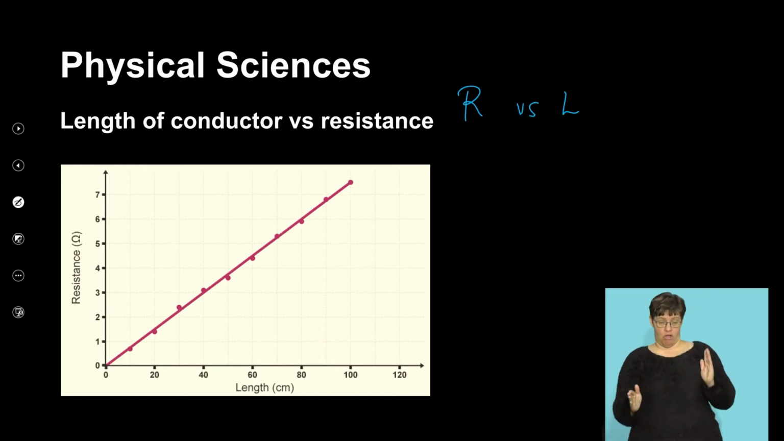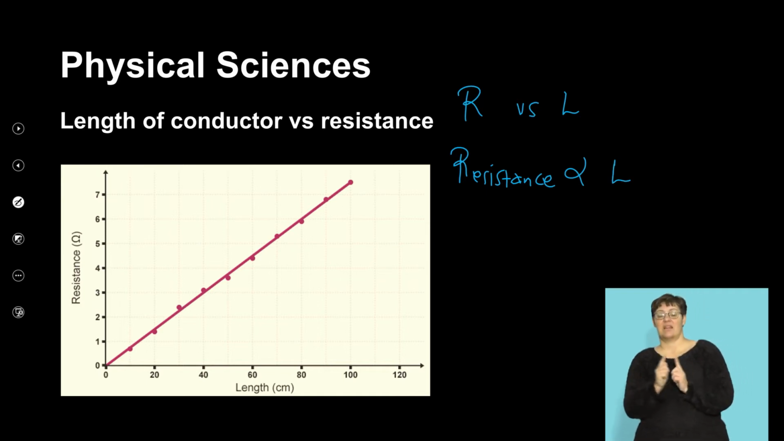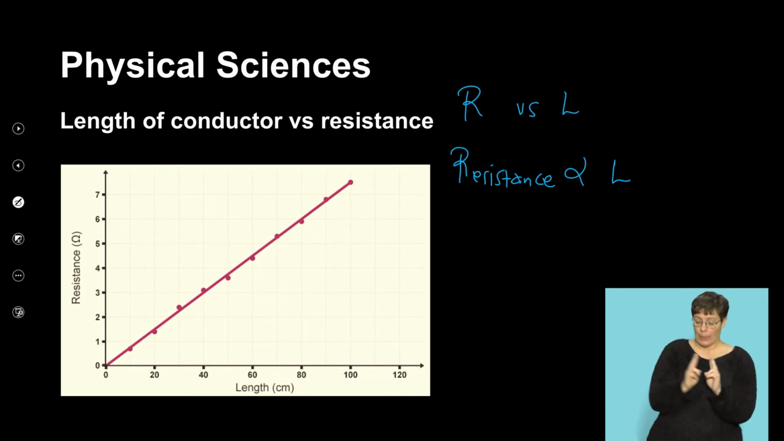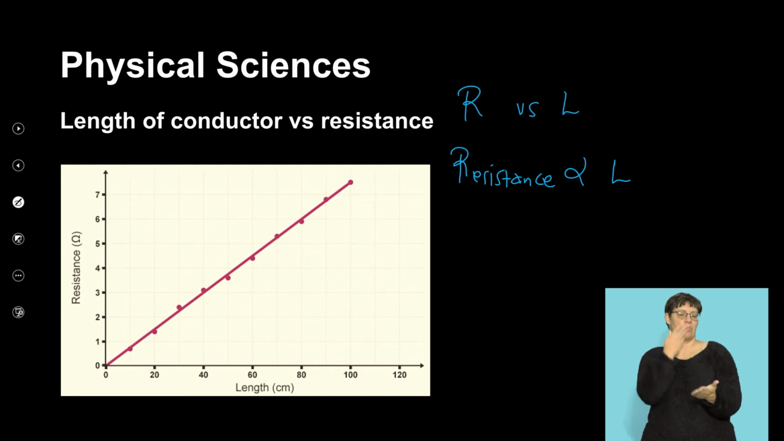R is for resistance, L is for length. Now, for these two to be directly proportional, if we obtain a linear graph from that set of data and it passes through the origin, then we can say, yes, indeed, resistance is directly proportional to length. Meaning, the greater the length, the greater the resistance. The smaller the length, the lower the resistance. So this graph actually proves that particular point.